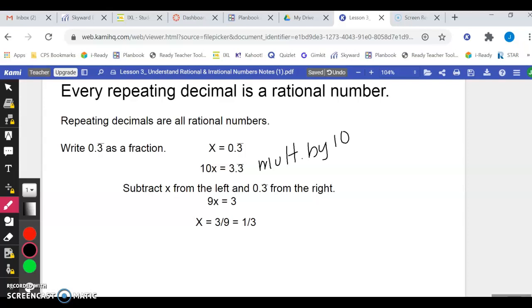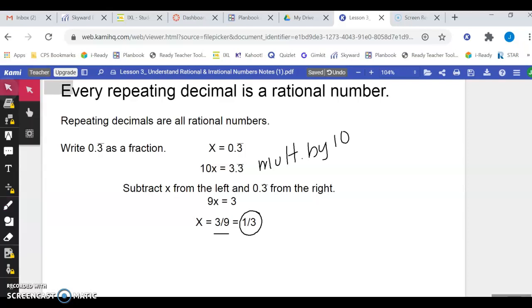Every time you do one of these, you're always going to take 1x off of the left-hand side, and you're going to take the repeating decimal off of the right-hand side. And then you're going to do the upside-down t problem. So in this one, I'd have to divide by 9 on both sides, and I would end up with 3/9, which reduces to my answer of 1/3. So 0.3 repeating is 1/3 as a fraction.